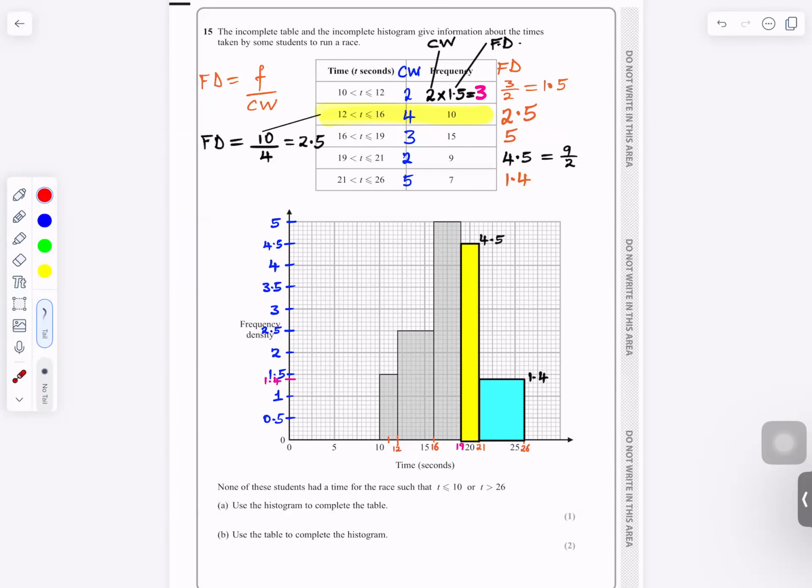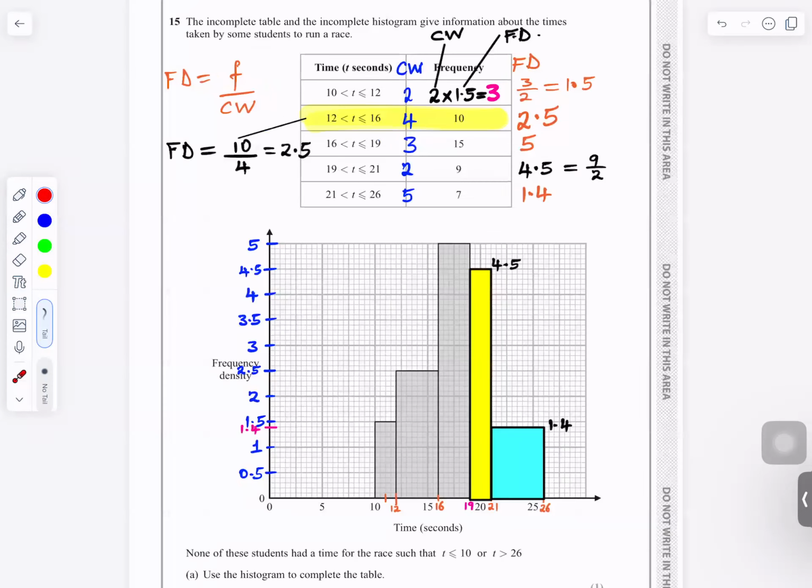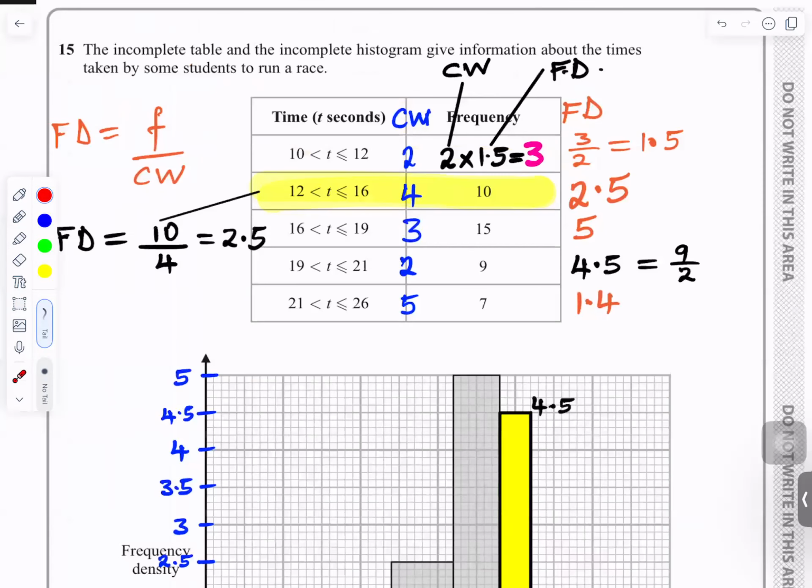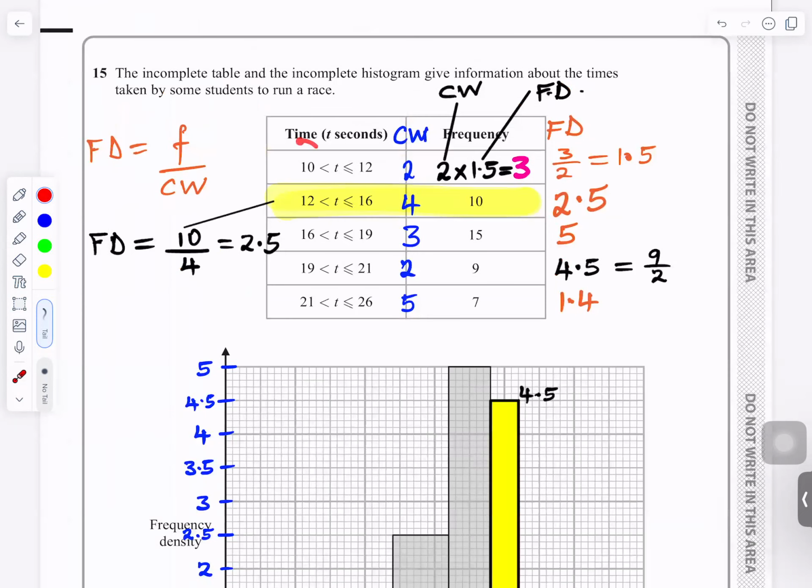Question number 15. The incomplete table and the incomplete histogram give information about the times taken by some students to run a race. So the time in seconds and the frequency. How many students? Let's zoom in. Between 10 seconds and 12 seconds, we need to find how many students.